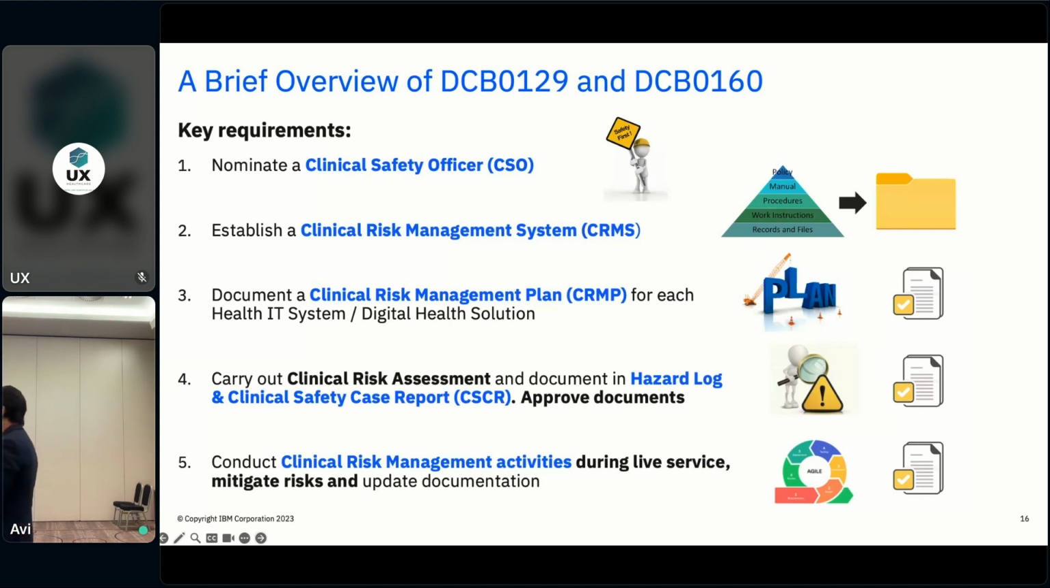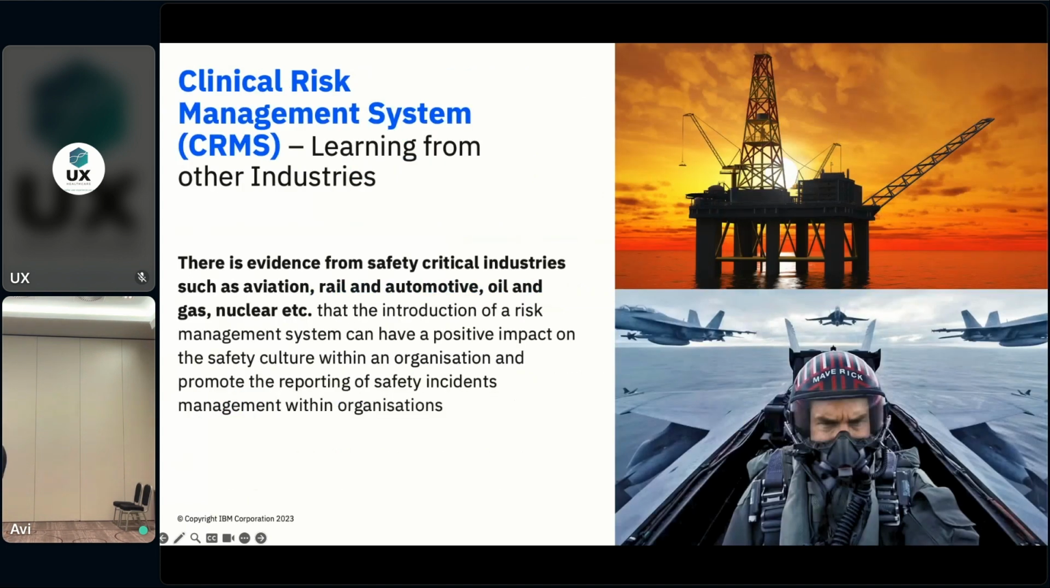That's why it's really important that it's baked in as part of the design and development process, and not just like a tick box activity to do at the end. So I've been really fortunate at IBM to actually work with teams from different industries. Look, healthcare is not inventing this standard. We're learning from other safety critical industries like aviation, defense, oil and gas, nuclear, and so forth.